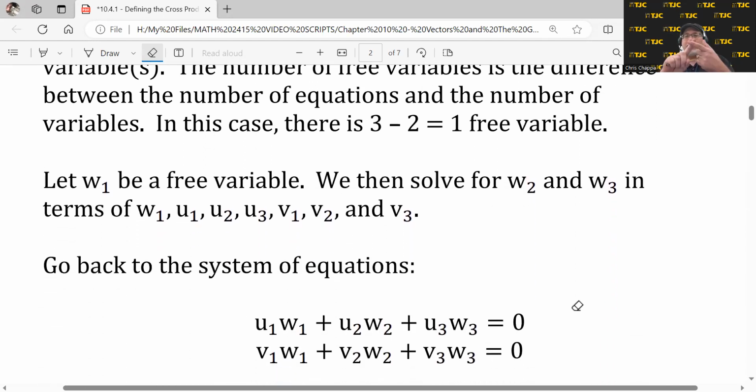All right, so between W1, W2, and W3, we can choose one of them to be free. Let's just let W1 be a free variable. So we're going to solve for W2 and W3 in terms of W1, U1, U2, U3, V1, V2, and V3. Remember, we know all the U's and V's, and we're assuming W1 can be anything.